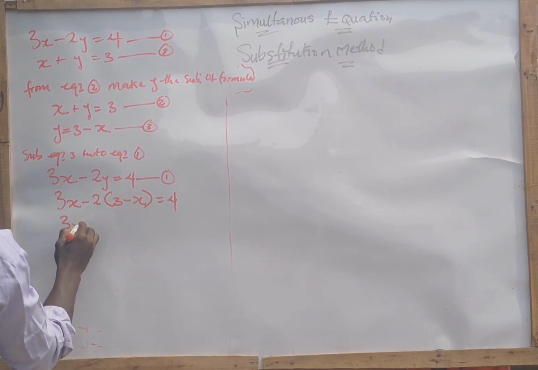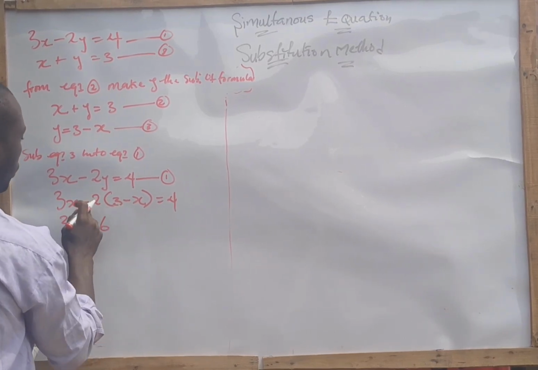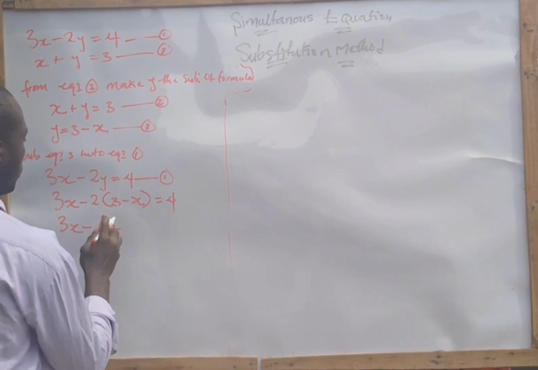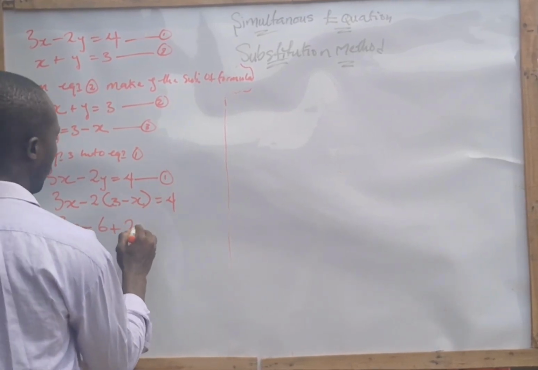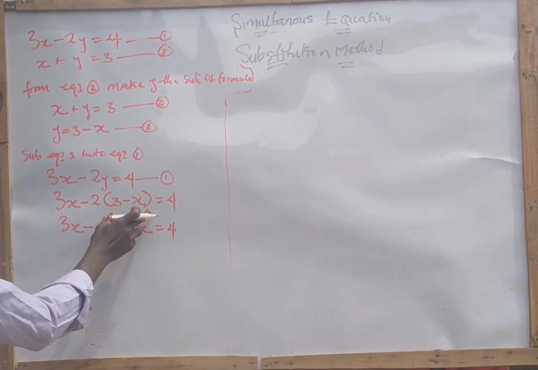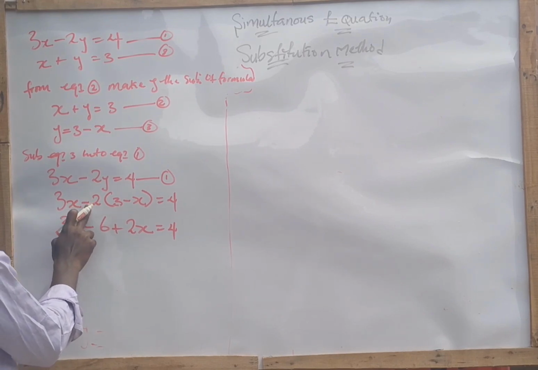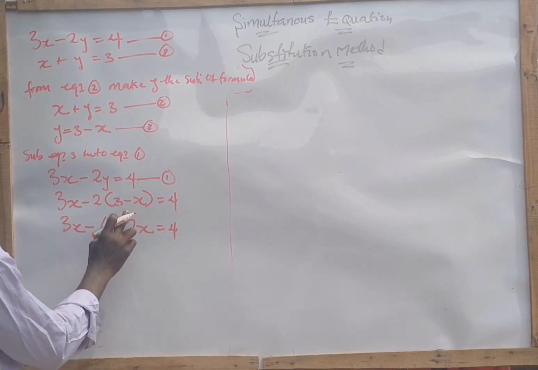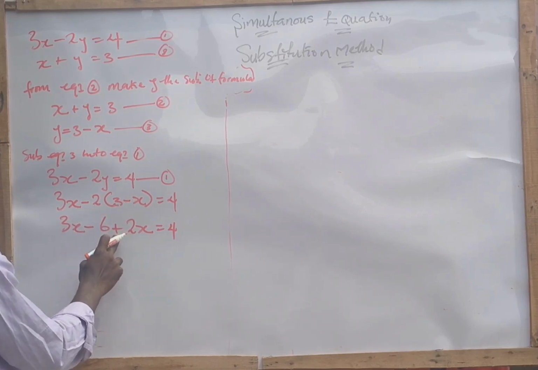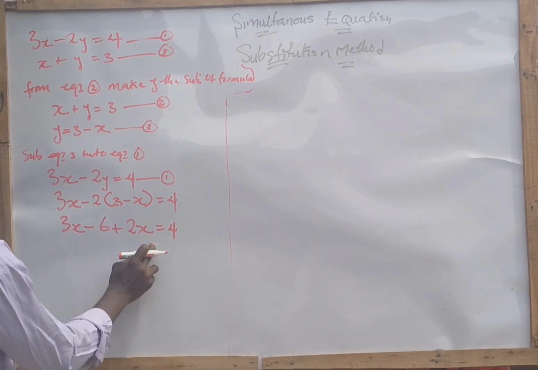We have 3x minus 2 times 3, which will give us 6. Minus times minus will give us plus, 2 times x will give us 2x, equal to 4. Now remember, it is this bracket that we expanded that gave us this. 2 times 3 will give us 6. Minus times minus will give us plus. Then 2 times x will give us 2x. So here we collect like terms.